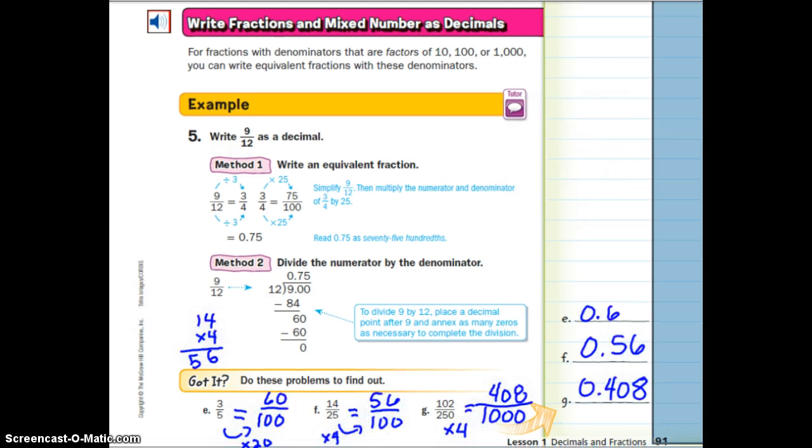Okay, so E is 0.6, F is 0.56, and G is 0.508. Again, in the first one, I multiplied it by 20, that got me up to 100. The second one, I multiplied it by 4, got it up to 100. And the last one, I multiplied by 4 and got it up to 1,000. Are there any questions? Turn the page.